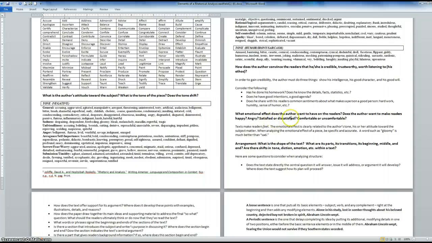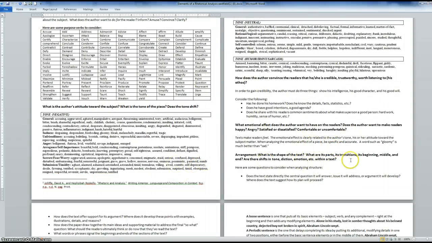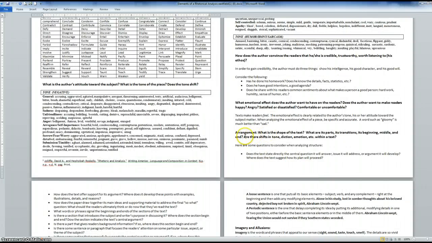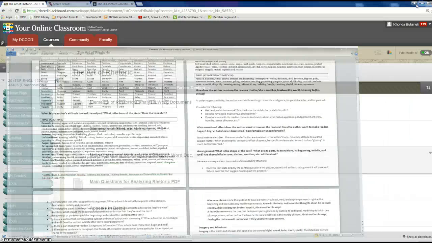And here is another question you may want to try to answer in your analysis, and that is, what's the emotional effect that the artist wants to have on the reader? Does he want to make us angry, happy, sad, nostalgic? And so you can look again at some of the tone words because they're emotional words and they may help you with this. Now, this says arrangement, and since we're analyzing visuals, arrangement is a little bit different. It's more of the elements of composition.